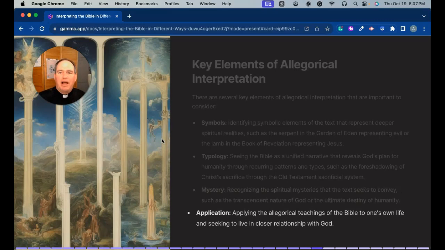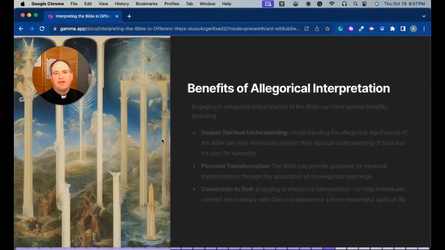And finally, we can be applying this. We can take this allegorical approach and apply the Bible story to our own life and try to mimic what was happening there so that we can live closer to God.